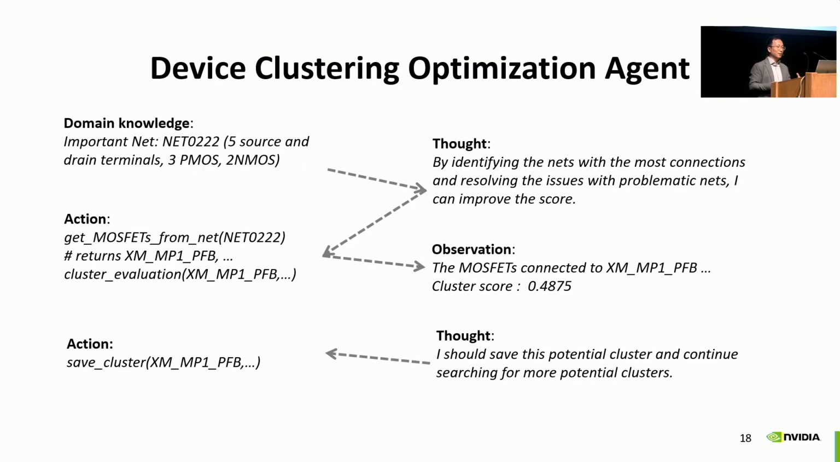So here's an example of how agents leverage domain knowledge and tools to perform the optimization. So first, the domain knowledge will inform the agent that a particular net is important. And the agent thinks, okay, I should call a tool to analyze this net and its connected devices. Then the tool will return the new clustering score. And then the agent will decide whether to save it or not. And it's interesting to see that the agent is able to reason through this task given only limited instruction on how to perform optimization.